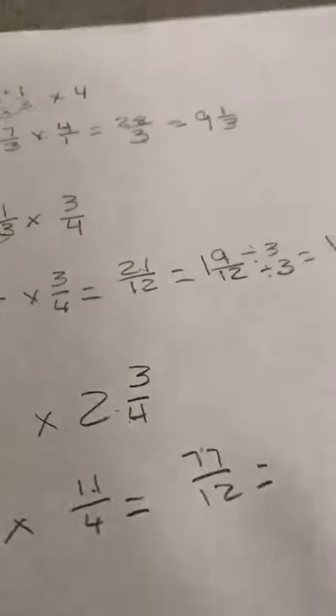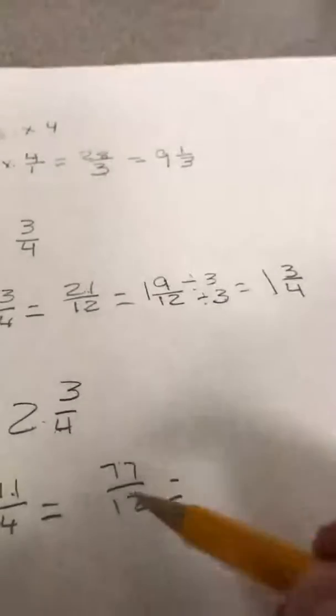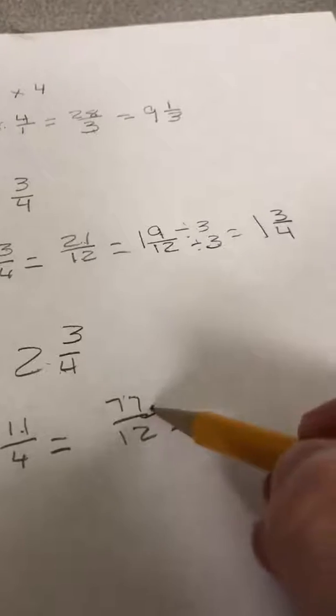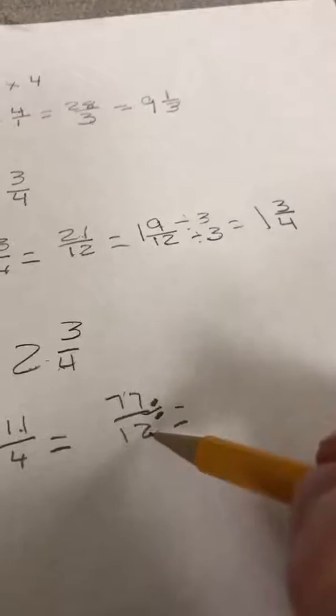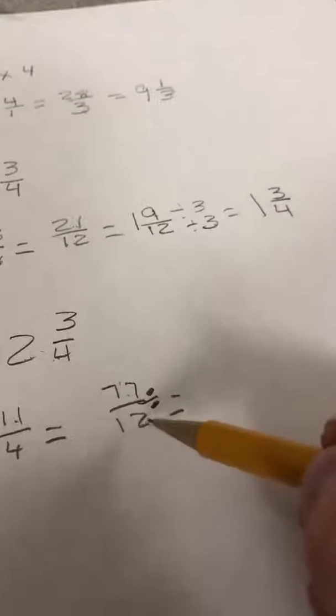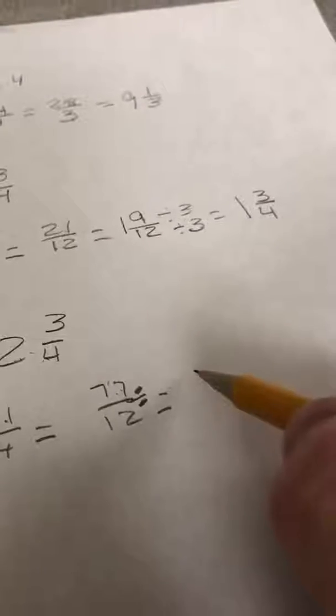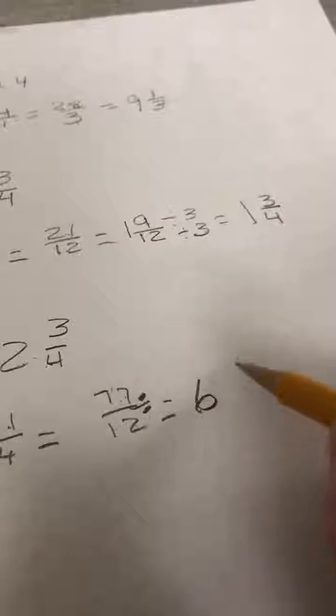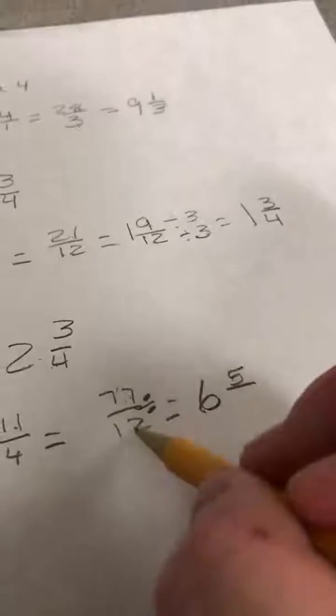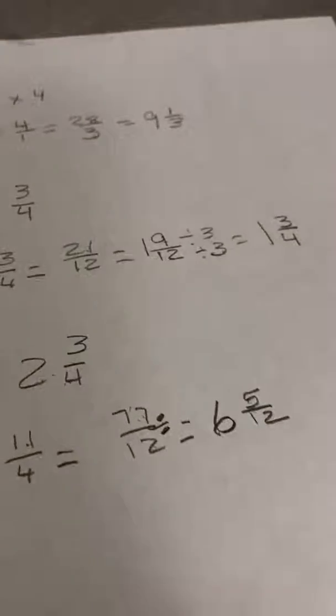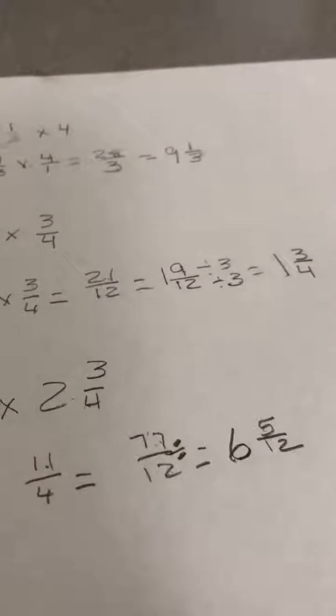Again, I have an improper fraction, and I've got to figure out how I'm going to fix that by dividing. Remember, this line is a dividing line. Dividing my 12 into 77. I know that 12 times 6 is 72, so it's going to be 6 with 5 left over, and I keep my same denominator. And that's how you multiply using mixed numbers.